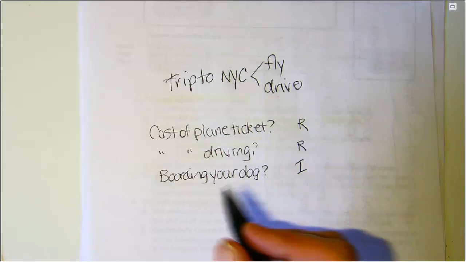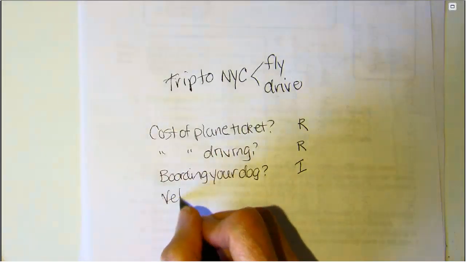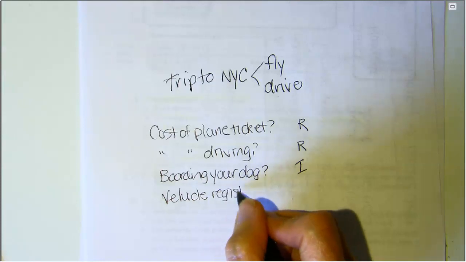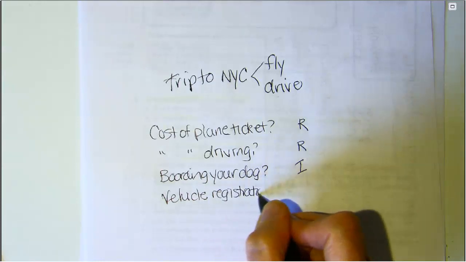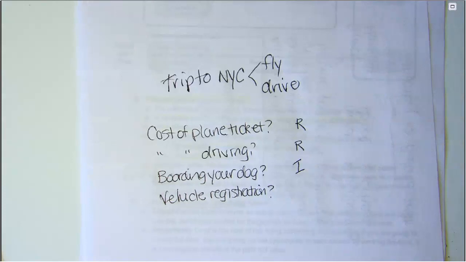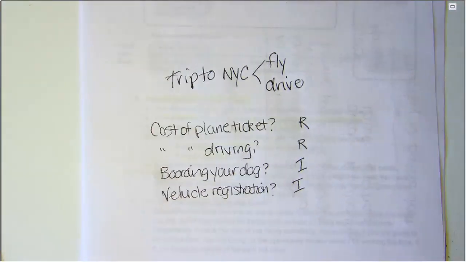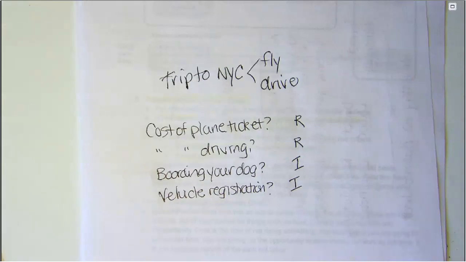What about your vehicle registration? You had to register your car in order to be able to drive it. You did that last January. Is that relevant? No, it's not relevant because it's a cost that happened in the past. That's called a sunk cost. Only future costs should be considered relevant. Relevant costs are costs that differ between alternatives and that will occur in the future.